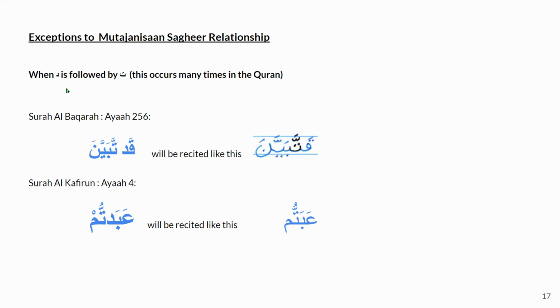So whenever in the Quran we find letter Dal followed by letter Ta in a Saghir relationship, we will merge letter Dal into letter Ta, and this idgham will be idgham kamil of Mutajaanisaan letters where they are in a Saghir relationship. And we will call this relationship idgham Mutajaanisaan Saghir.